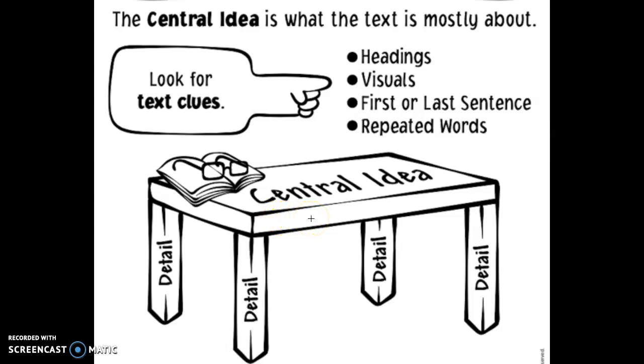That's the base. So in order to figure out what the central idea is, you're going to need the details. You're going to need the support. Those are the facts that are showing up inside of the text. The facts are what lead to the central idea, which is what the text is mostly about. So please keep this information in mind because you're going to use it to answer the question after you read Bug Bites.